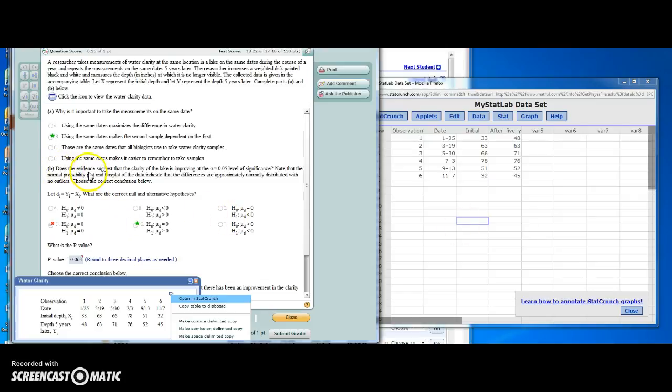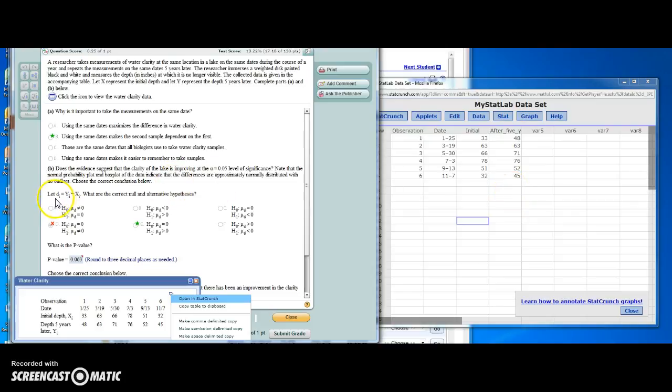It says, does the evidence suggest that the clarity of the lake is improving? And so I want to pay attention to that. If it's improving, when I come over here and look at the data, the water clarity, it would be deeper that I could see the disk. And so these numbers after 5 years would be larger.